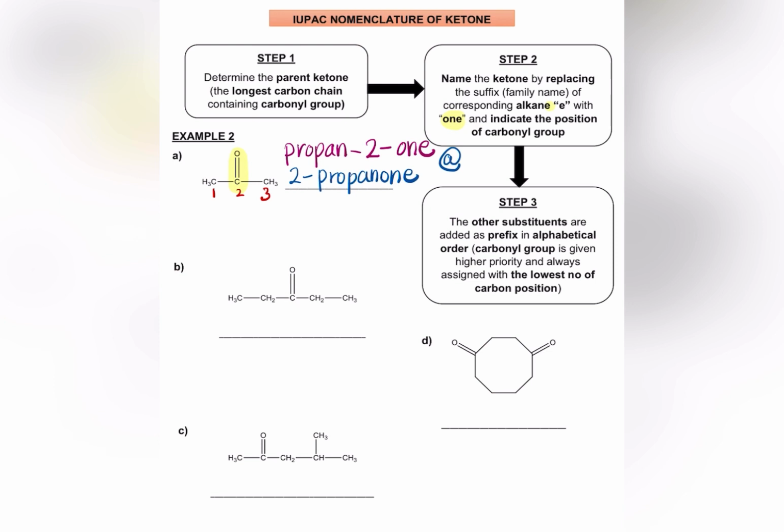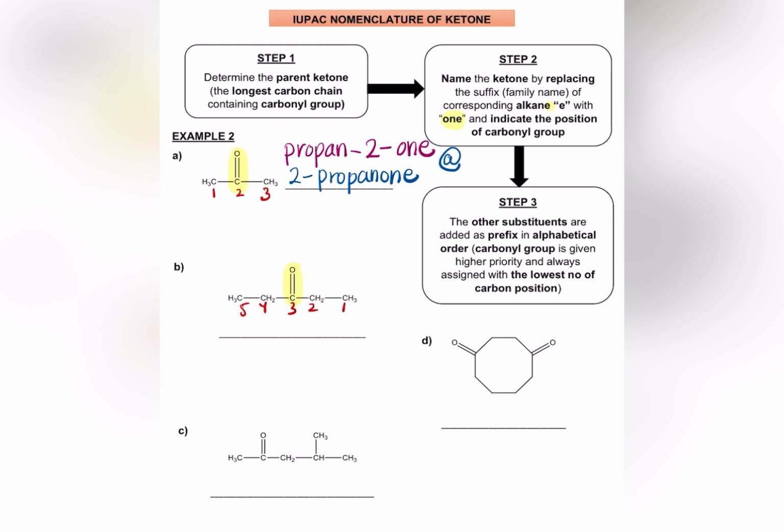I got this case where the longest carbon chain is 5. So I'm going to give the numbering, whichever side I want. For example, I start from the right side. So I can see my numbering with 5 carbon atoms. And what's next? At position carbon number 3, I got double bond O.